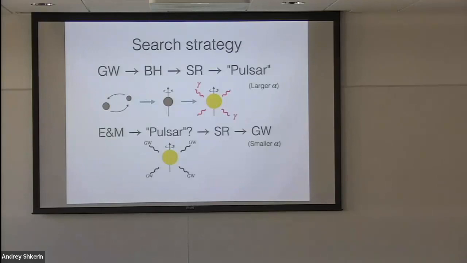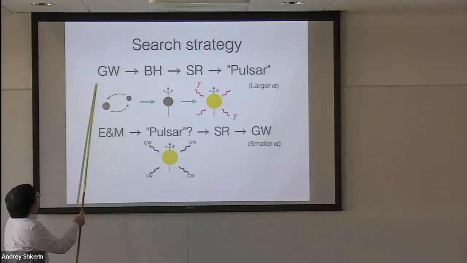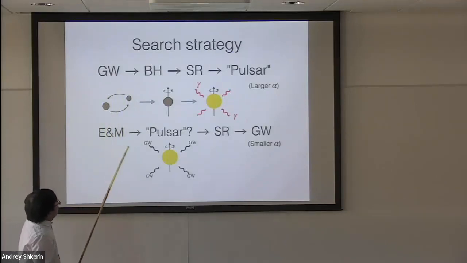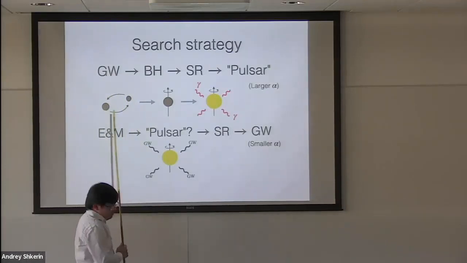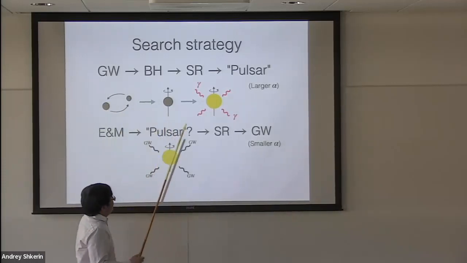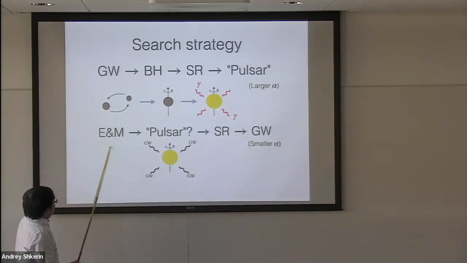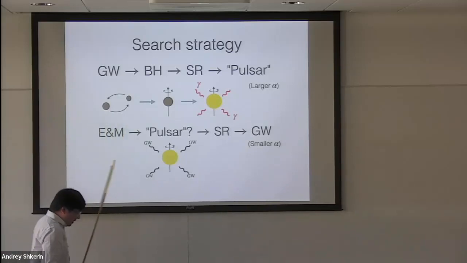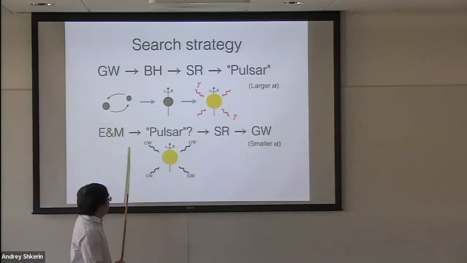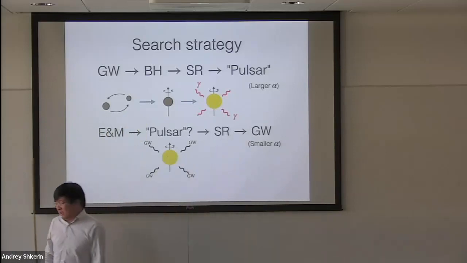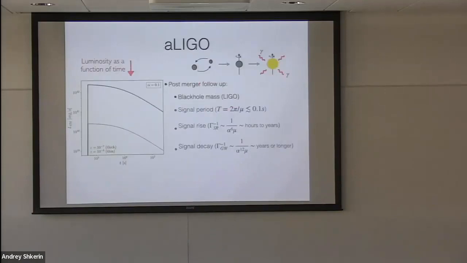So I'll be telling you about two search strategies. The first one starts with a gravitational wave that comes out of a black hole merger, and we try to tag these spinning black holes that are known to exist in LIGO and see if they are emitting electromagnetic radiation. The second type of search, we start with the pulsating objects, which are emitting electromagnetic radiation, and we will try to see whether we can see the gravitational wave coming from them as well. So I will give you more details on each one of them.